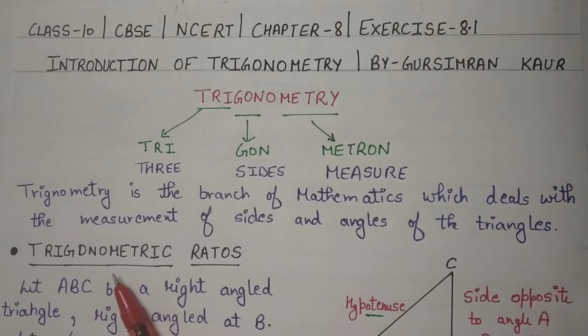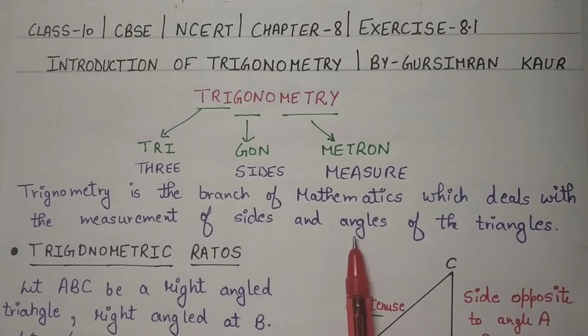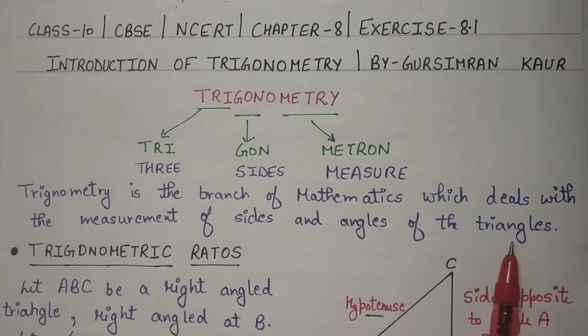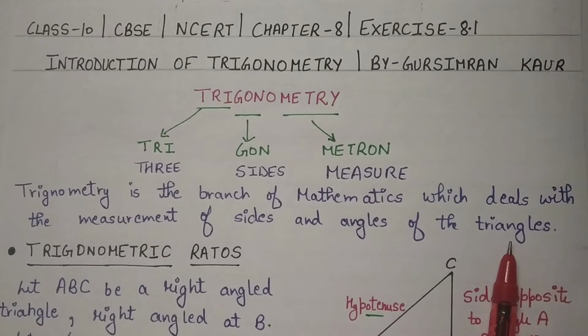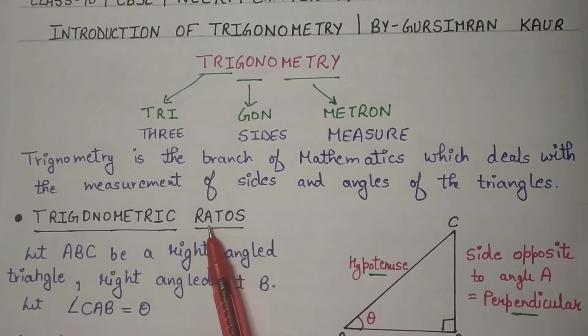In this chapter on trigonometry, we will do ratios and all, but these are for acute angle triangles and right angle triangles. Now, what is trigonometry? Trigonometry is the branch of mathematics which deals with the measurement of sides and angles of triangles. It helps to find the sides and angles in triangles. For solving the exercises, let's start with the first concept, that is trigonometric ratios.